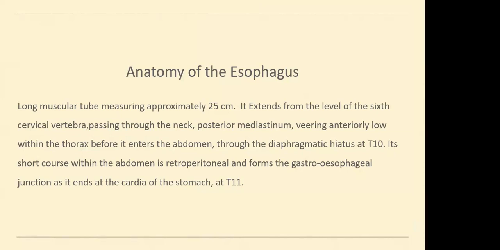It extends from the level of the 6th cervical vertebra, which is the level of the lower border of the cricoid cartilage. It passes through the neck, the posterior mediastinum, and then it will veer anteriorly within the thorax before entering the abdomen through the diaphragmatic hiatus at T10. Its short course within the abdomen is retroperitoneal and forms the gastroesophageal junction as it ends at the cardia of the stomach at T11.